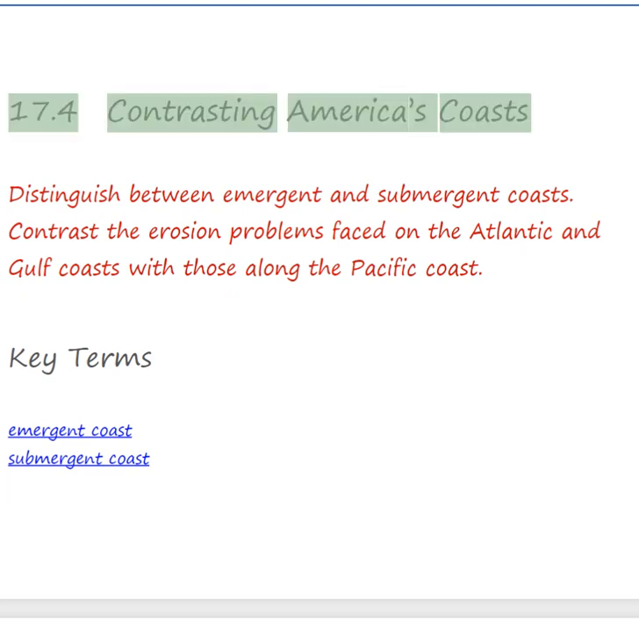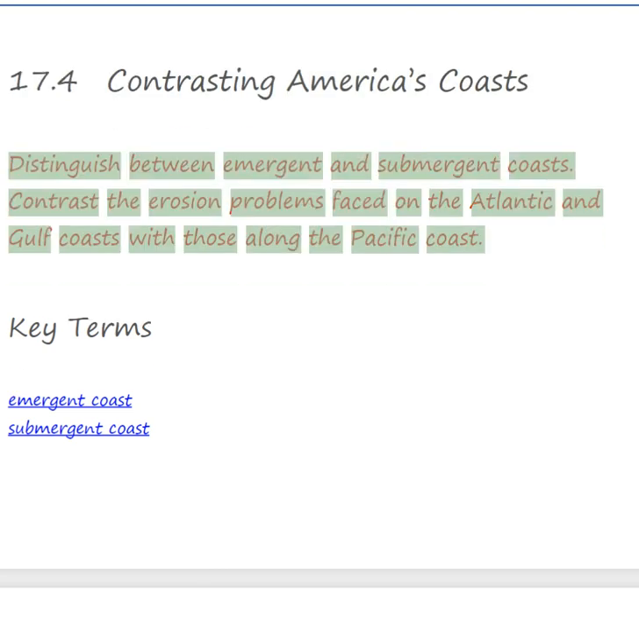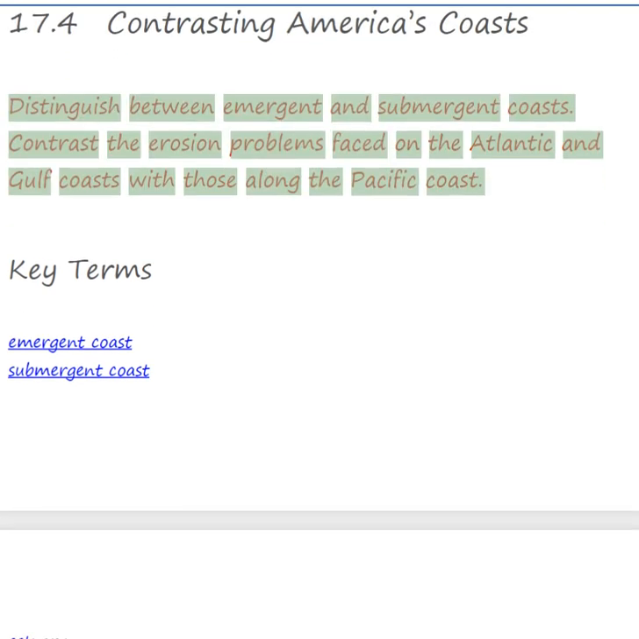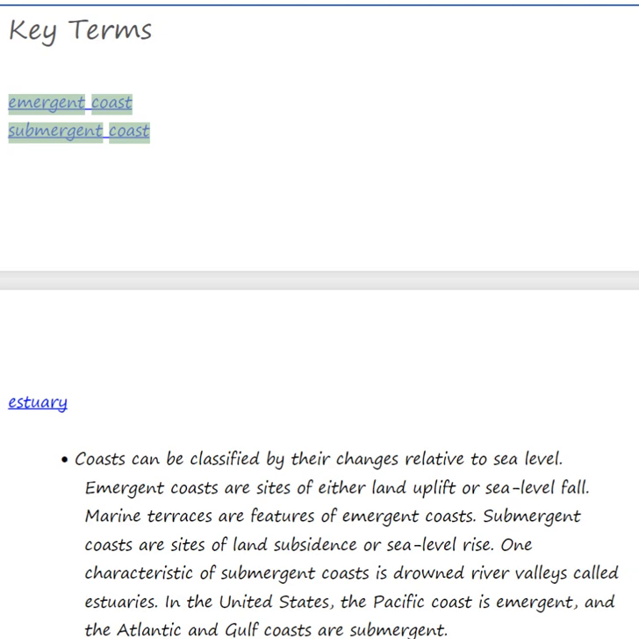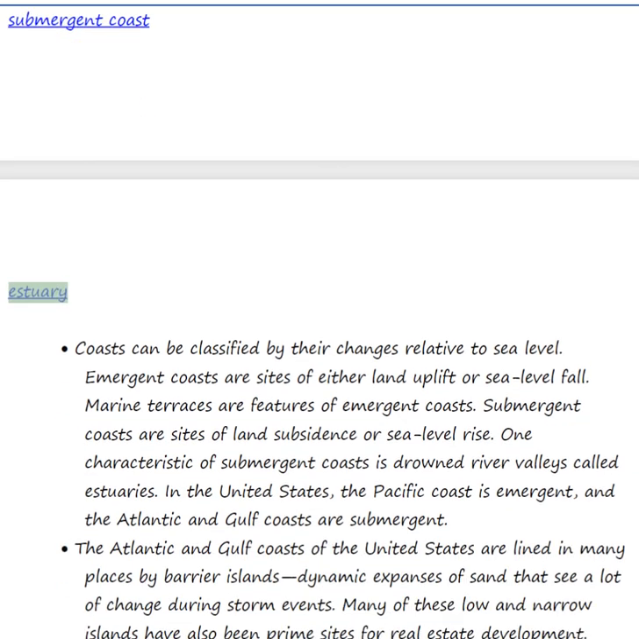17.4 Contrasting America's coasts. Distinguish between emergent and submergent coasts. Contrast the erosion problems faced on the Atlantic and Gulf coasts with those along the Pacific coast. Key terms: emergent coast, submergent coast, estuary.